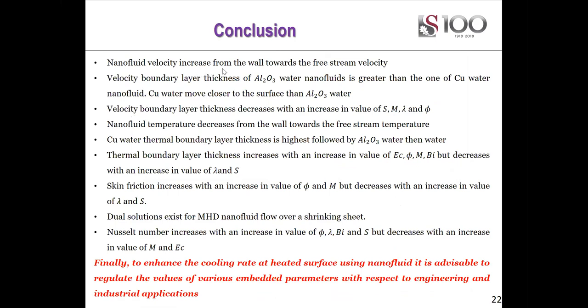Nanofluid velocity increases from the wall towards the free stream. The free stream is away from the surface. Because of the shrinking and stretching, the velocity boundary layer thickness for alumina water nanofluid is greater than that of copper water, which means copper water will be a better coolant for the surface. And also, you can see here now that I've increased the magnetic field.